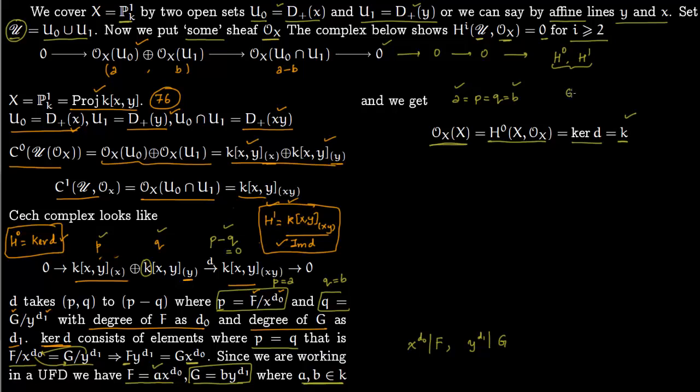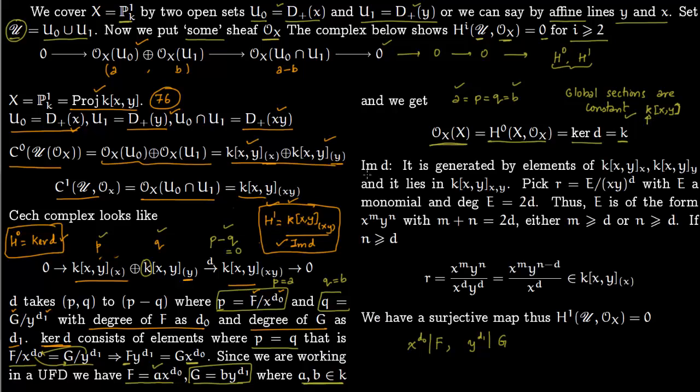So we have proven that global sections are constant for this sheaf Proj k[x,y]. That is, if you consider homogeneous polynomials from k[x,y], your global sections are just these k's, that is constants. Now we talk about the image of D. We will show that the image of D is the same as this part. That will give you that h1 is just 0. So we have to show the surjectivity so that we have h1 is just 0.